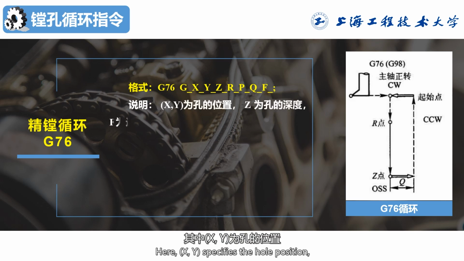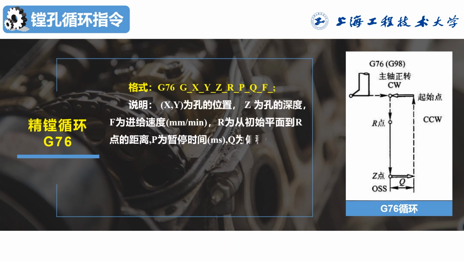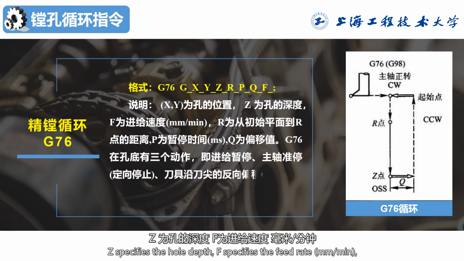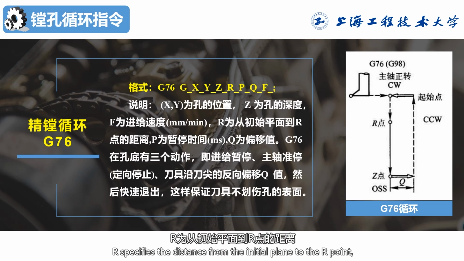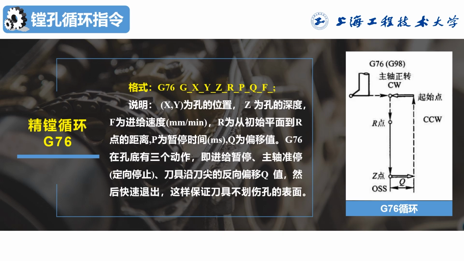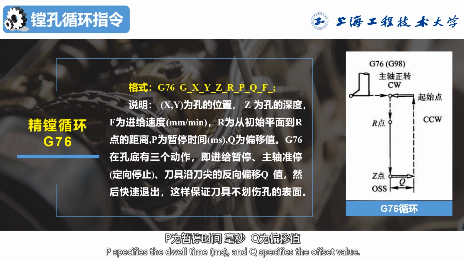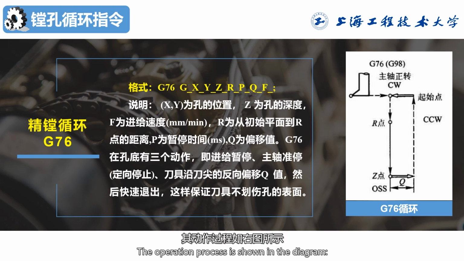Here, XY specifies the hole position, Z specifies the hole depth, F specifies the feed rate in millimeters per minute. R specifies the distance from the initial plane to the R plane, P specifies the dwell time in ms, and Q specifies the offset value. The operational process is shown in the diagram.